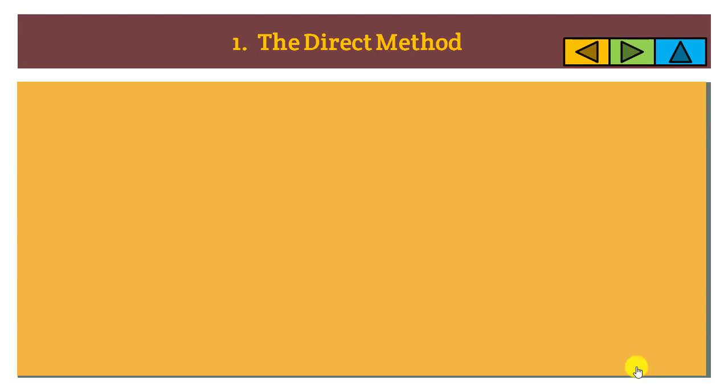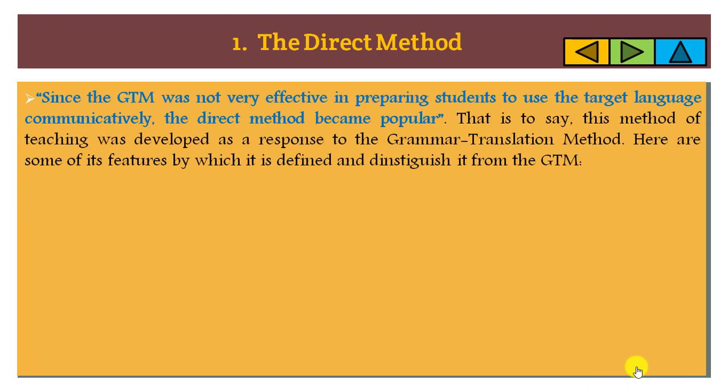So, let's get started and try to define the main features of the direct method and the context in which it came to being or prominence. Let us consider the following quotations. The first quotation: since the grammar translation method was not very effective in preparing students to use the target language communicatively, the direct method became popular. So that means what? So this is the context.